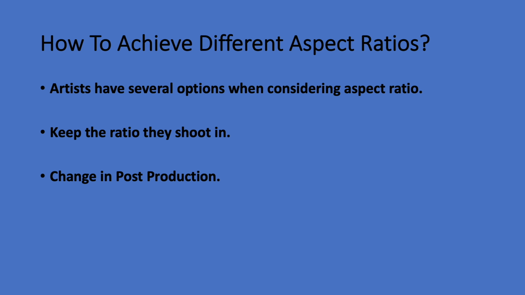So how do you achieve different aspect ratios? Artists have several options when considering aspect ratio. They can either keep the native aspect ratio they shoot in or use post-production to change the ratio. The process of removing parts of the frame horizontally or vertically in post-production is known as masking.